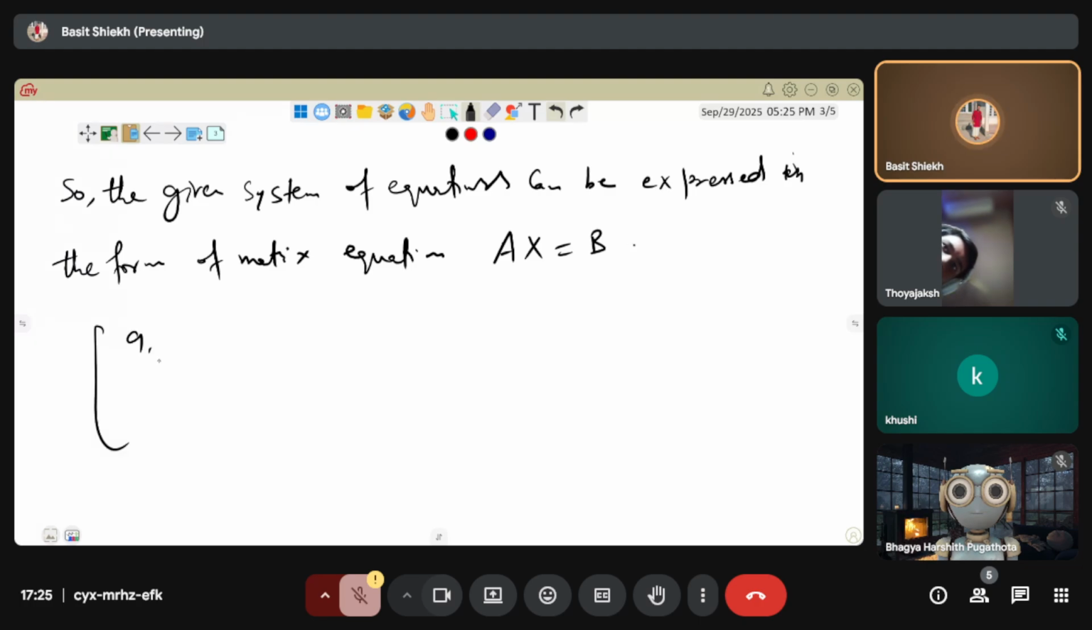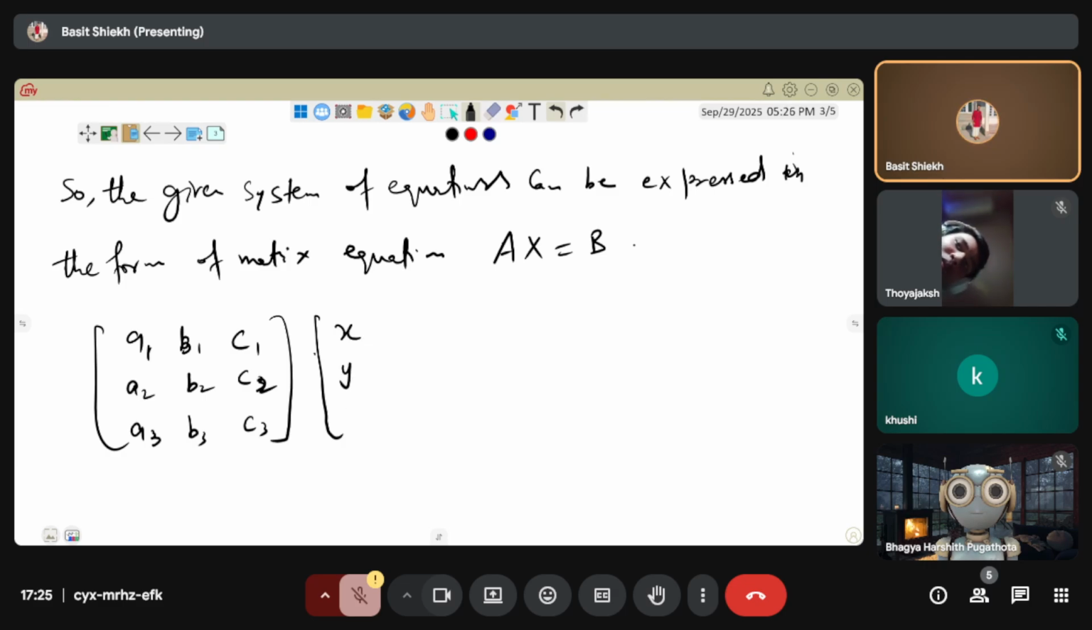So we are not using a1, a2, a3 like this. We are using a1, b1, c1, a2, b2, c2, a3, b3, c3. Then x, y, z equals d1, d2, d3.